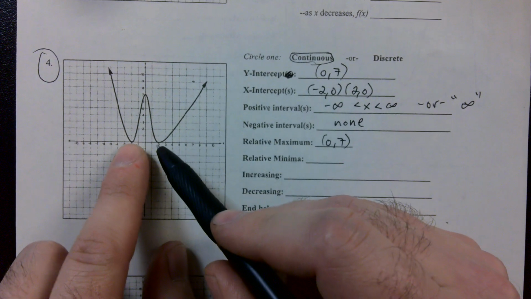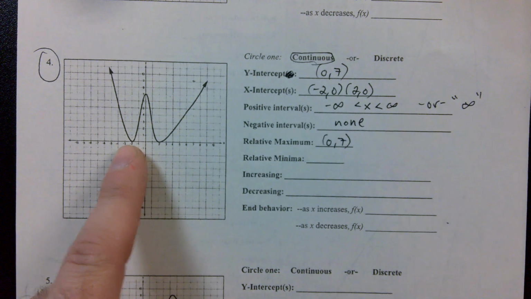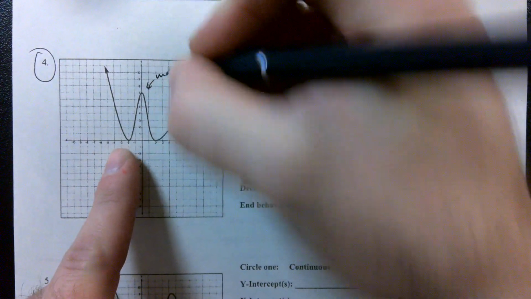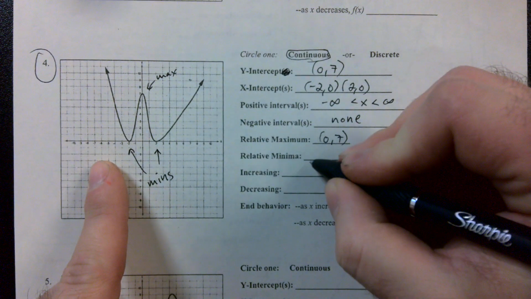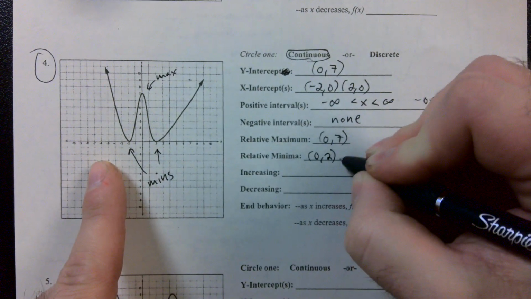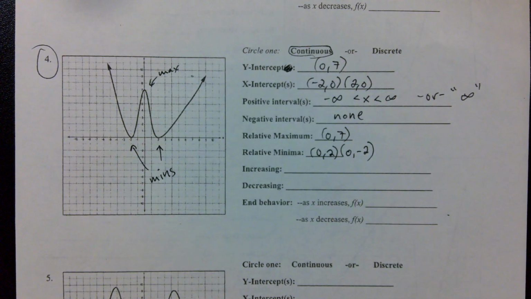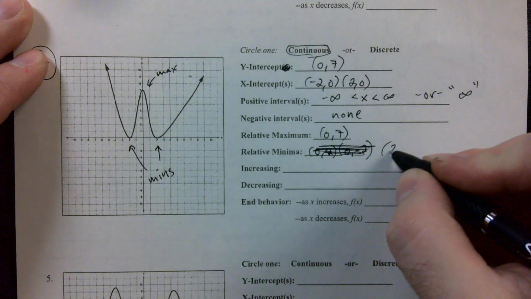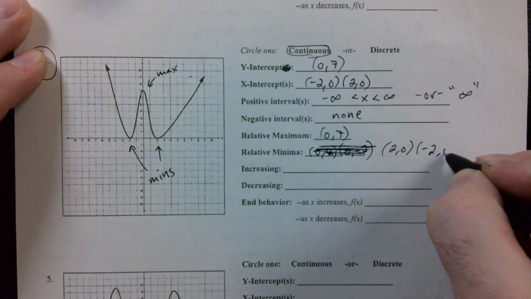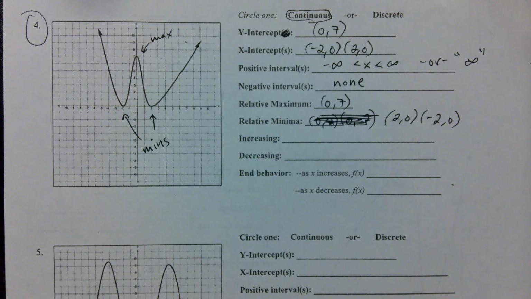What are those 2 points right there? What do we call those? Minimums. They're down. They're little valleys, right? So here's my max. These are my mins at 0, negative, or 0, 2, and 0, negative 2. No, that's wrong. Because you have to switch the 2 and 0 around. Good catch. 2, 0, negative 2, 0. Great job. Got to make sure we're writing that correctly. I totally did that on purpose.